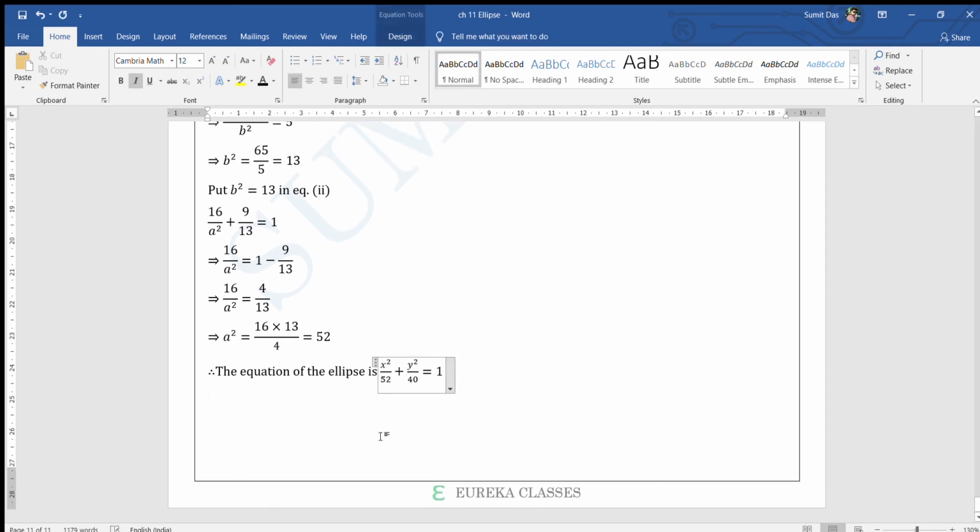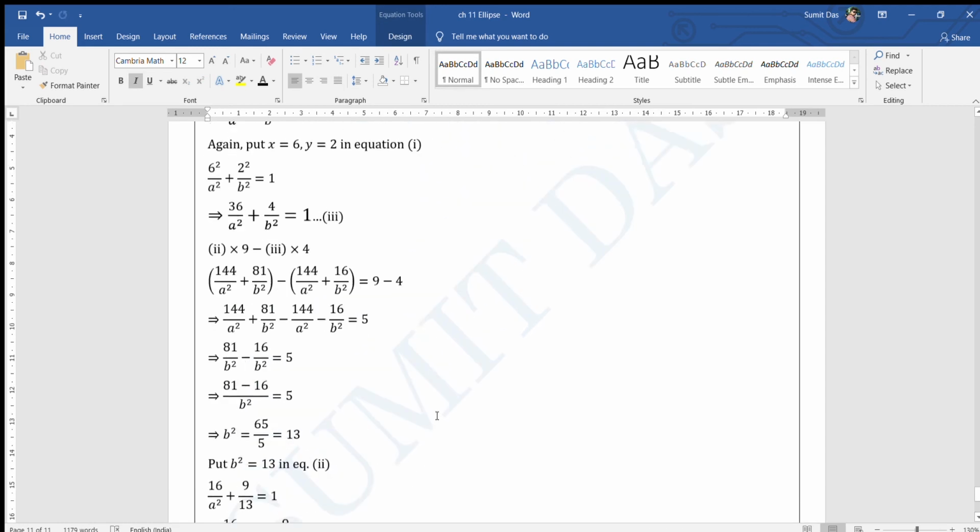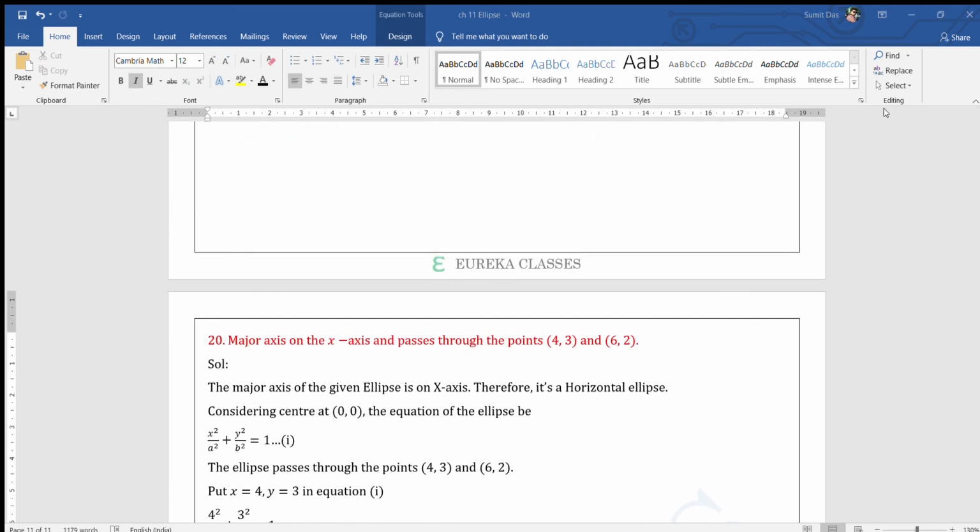Okay. This is our equation of the ellipse. Is it clear? Everyone, any doubt today? Any doubt, anyone?